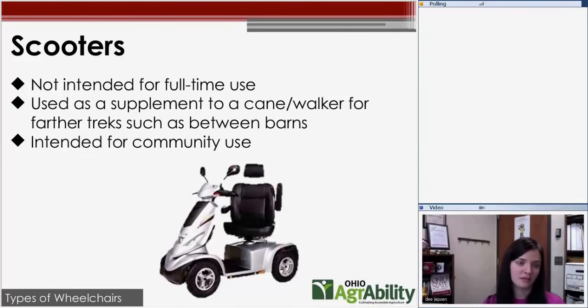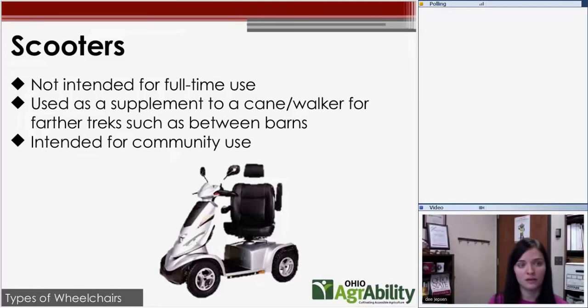The next type of power chair are scooters. So these are not best suited for full-time use. They, again, are a good device for individuals who have limited community mobility, so used as a supplement to a cane or walker for farther treks out in the community or between barns. And they are a little bit better if someone was thinking about considering a scooter over a power chair but doesn't need a power chair full-time.